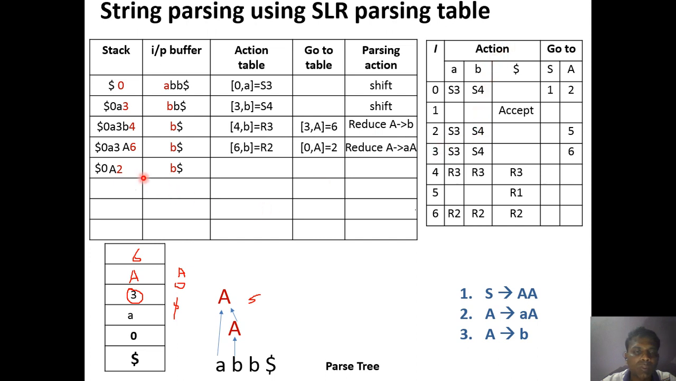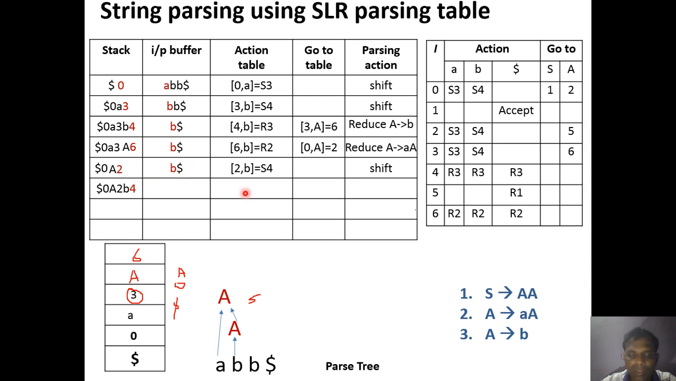So shift 4 is nothing but shift the current input symbol and the state number. The current input symbol is B, and the state number is 4. So I'm performing that. I'm pushing the 4. There is a shift operation, because of that I increment the read pointer. B is already pushed onto the top of the stack.